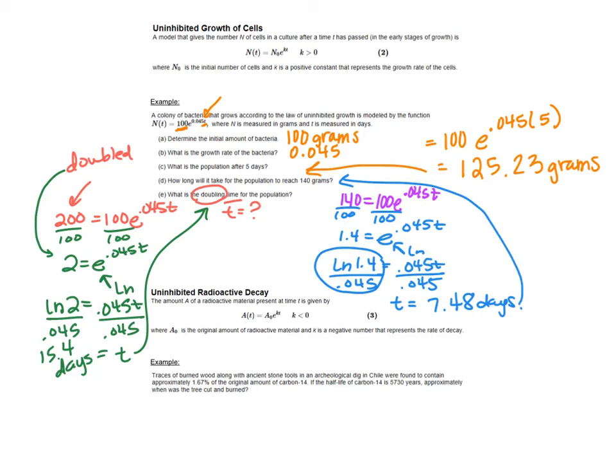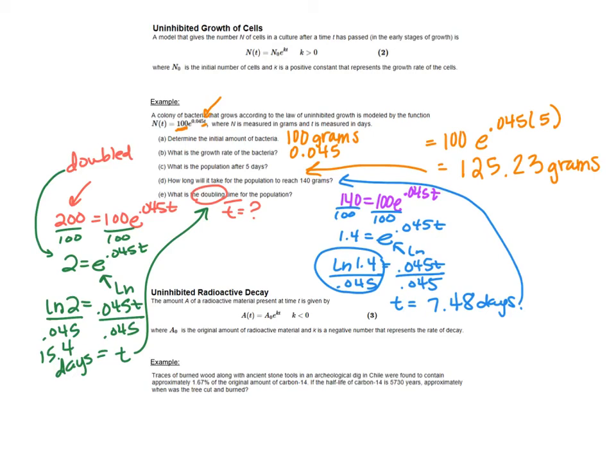They say traces of burned wood along the ancient stone tools in an archaeological dig in Chile were found to contain approximately 1.67% of the original amount of carbon-14. If the half-life of carbon-14 is 5,730 years, approximately when was the tree cut and burned? All right, so let's identify kind of what we know here.